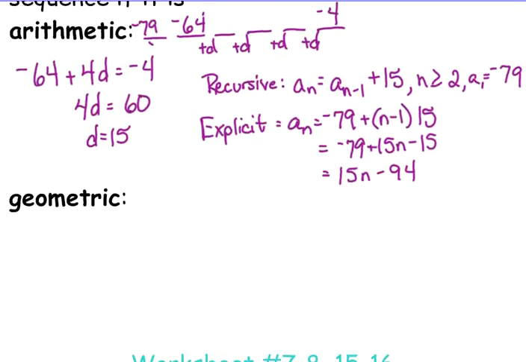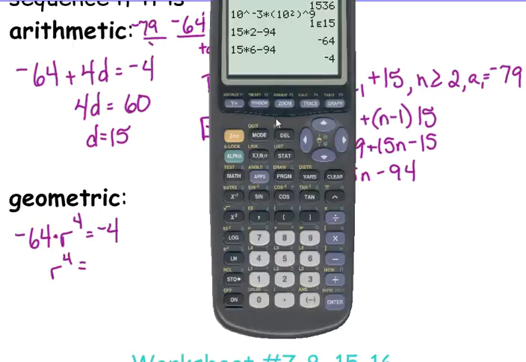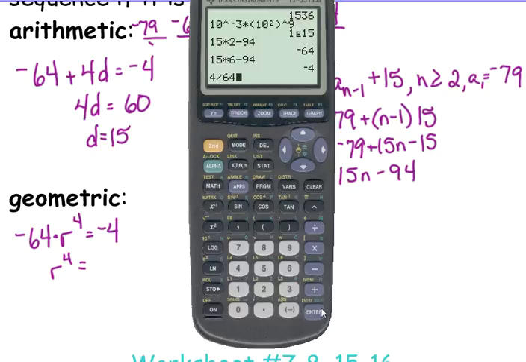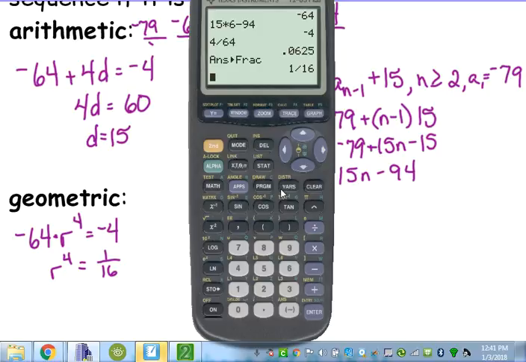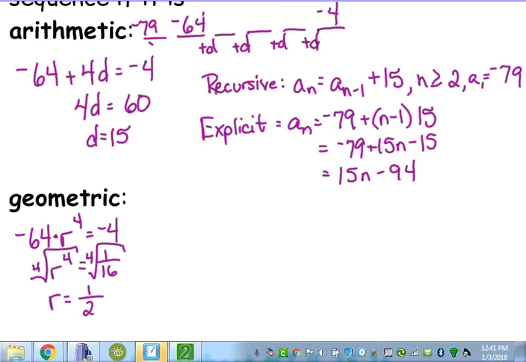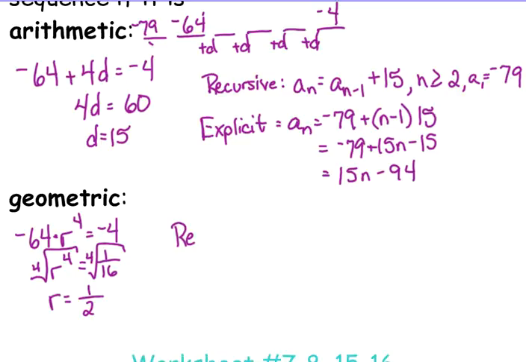If it's geometric, we start at negative 64. We multiply by the common ratio 4 times, so that's r to the 4th. We end up getting to negative 4. So if we divide both sides here by negative 64, it gives us a decimal. Let's put it in fraction form. That's 1/16. If we take the 4th root of both sides, the 4th root of 1 is 1. Any root of 1 is 1. The 4th root of 16 is 2. So that says that our common ratio is 1/2.